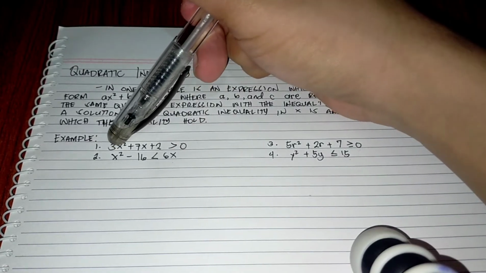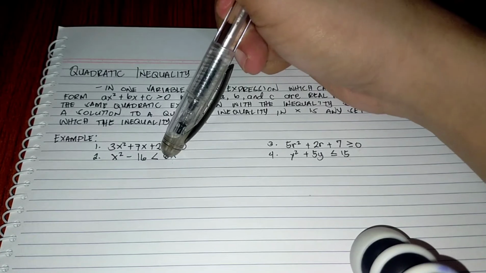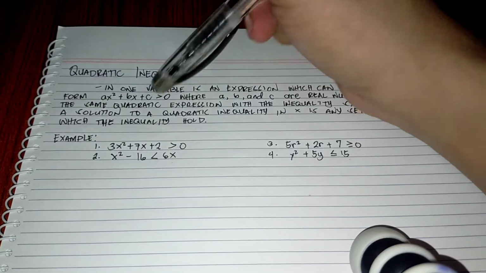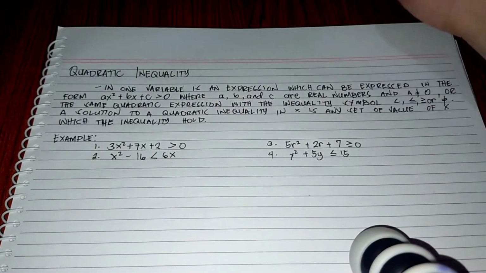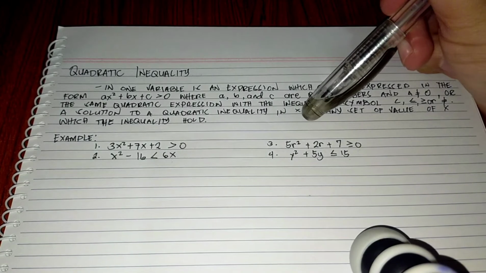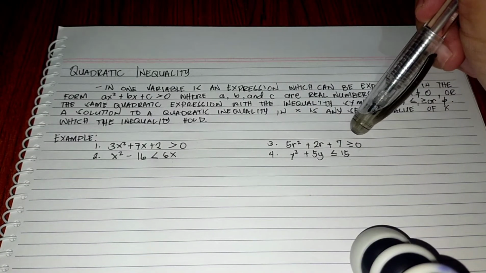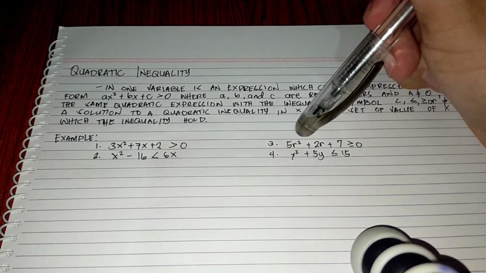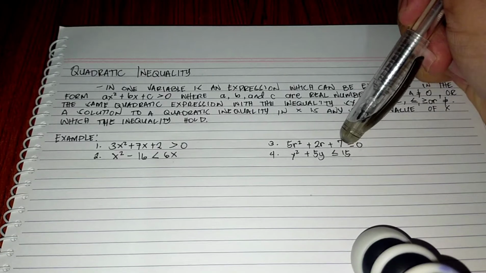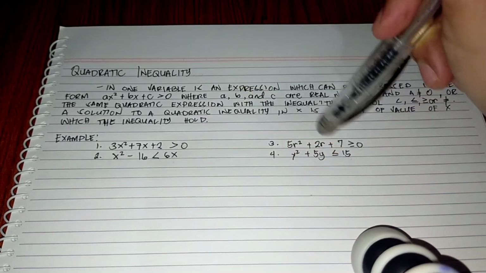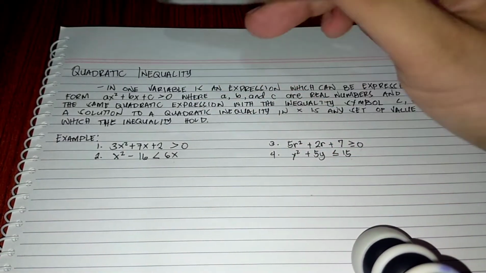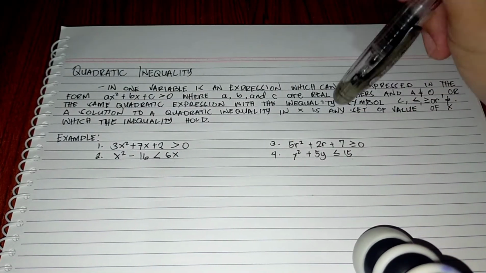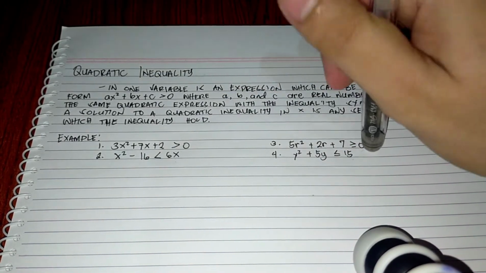How about number 2? X squared minus 16 is less than 6x. No? So, pwede din po yung symbol na less than. Kasi ang topic natin ay quadratic inequality. Number 3, 5r squared plus 2r plus 7 is greater than or equal to 0 daw. Number 4, y squared plus 5y is less than or equal to 15. So, these are the examples of quadratic inequality. No? Kung anong klaseng equation yung pwedeng mabuo dun sa quadratic inequality.